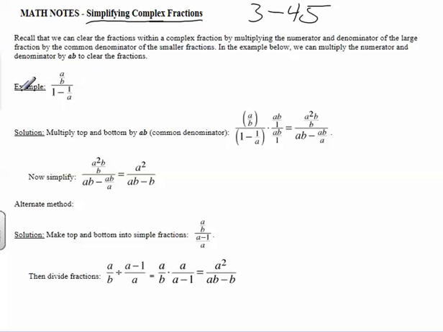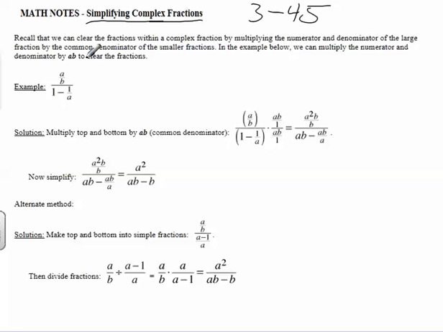There's basically two main strategies to use. So we're going to go over those two main strategies. This right here in the math notes box is an example of the first strategy, and then here's an alternate method, the second strategy. The first one is to take a look at the denominators of all the fractions that are within the fraction. I see a denominator of b and a denominator of a. Then think of what would be a common denominator for all the fractions that are in there.